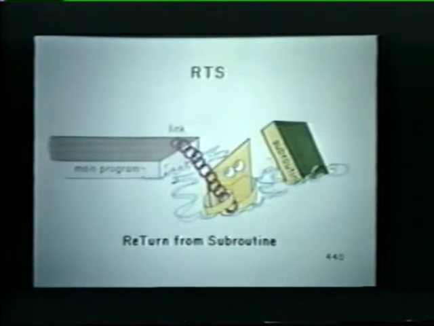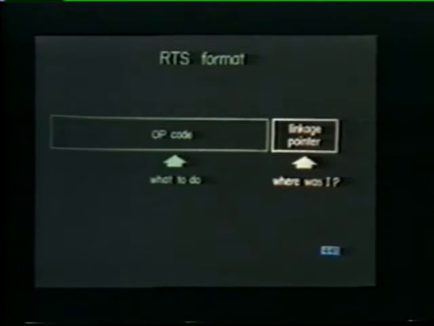Now, let's discuss the RTS, or return from subroutine instruction, which takes advantage of the link to return control to the main program once the subroutine is finished with its job. The RTS format is relatively simple. It has an opcode telling what to do or what operation to perform, and it has a linkage pointer that allows the CPU to return to the proper point in the main program.